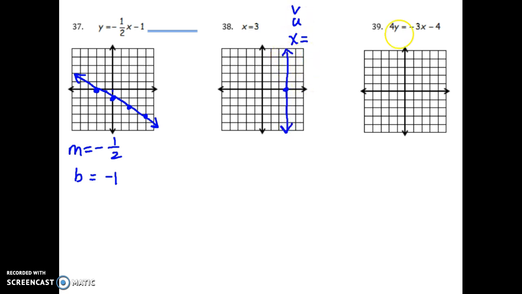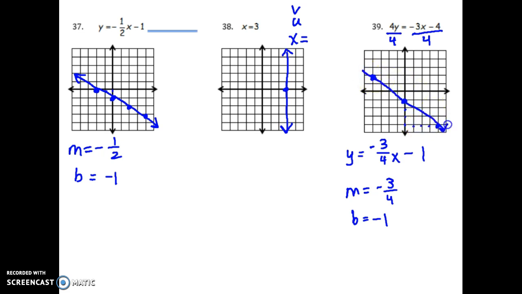All right, and 39, I am going to divide everything by 4. So I get y is equal to -3/4 x. -4 divided by 4 is a -1. So my slope is -3/4, and my y-intercept is -1. I'm going to start at -1. I'm going to rise 3, 1, 2, 3, and go to the left 4. 1, 2, 3, 4. Or I'm going to go down 3, to the right 4. And I connect my points.